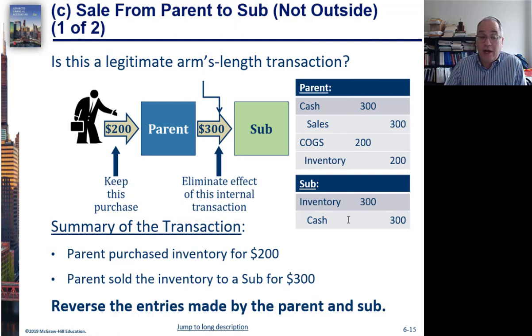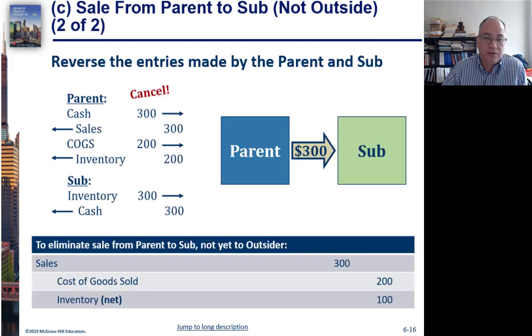So what's sitting on the books right now? The sub has inventory on their books for $300, which really costs $200, and the parent recorded a sale of $300 and cost of goods sold of $200 on a sale that didn't really take place. So what happens in reality is that the parent bought the inventory for $200. That's it, and the inventory is still sitting on the books. So we need to undo this middle entry when the parent sold the goods to the sub. That's really what we need to do. So again, the parent debited cash, credited sales, debited cost of goods sold, credited inventory. None of this really took place.